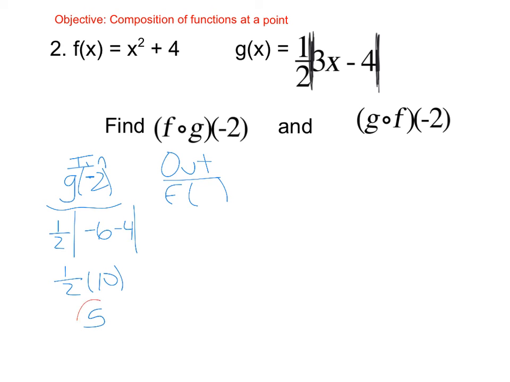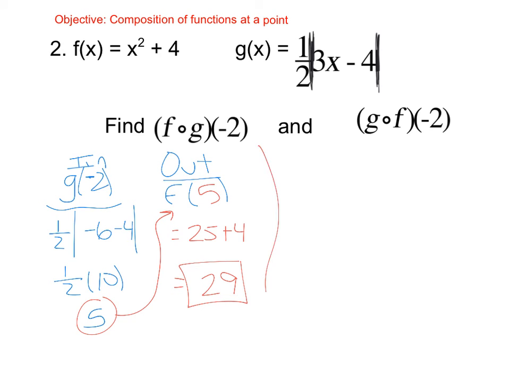So then I take my 5 and I plug that in here. Then I'm finding F of 5. So that's 25 plus 4, which gives me 29 as my final answer. Right? 5 is not the answer. 5 is just to help find the answer.